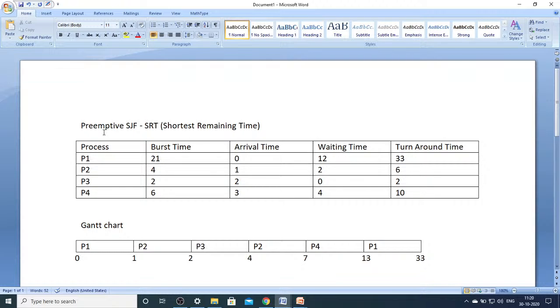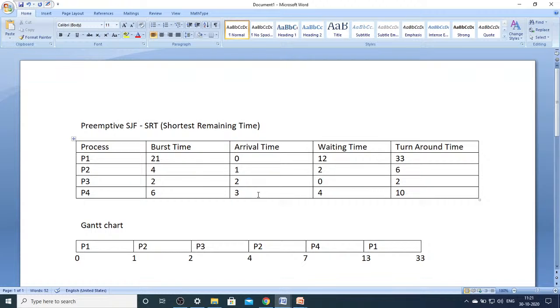So this is the preemptive version of SJF, which is nothing but the shortest remaining time. When arrival times are given, and if you are asked to find out the shortest job first, indirectly you are asked to find the preemptive SJF only. So always do remember that, and don't get confused when arrival times are given. When arrival times are given, your SJF becomes SRT.